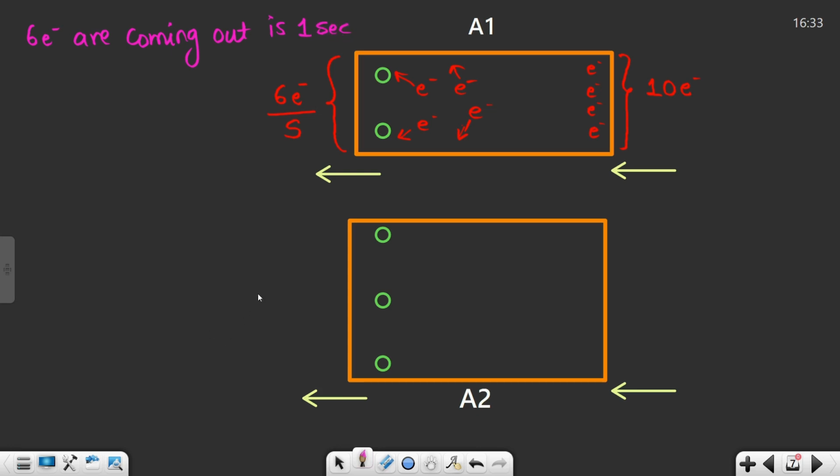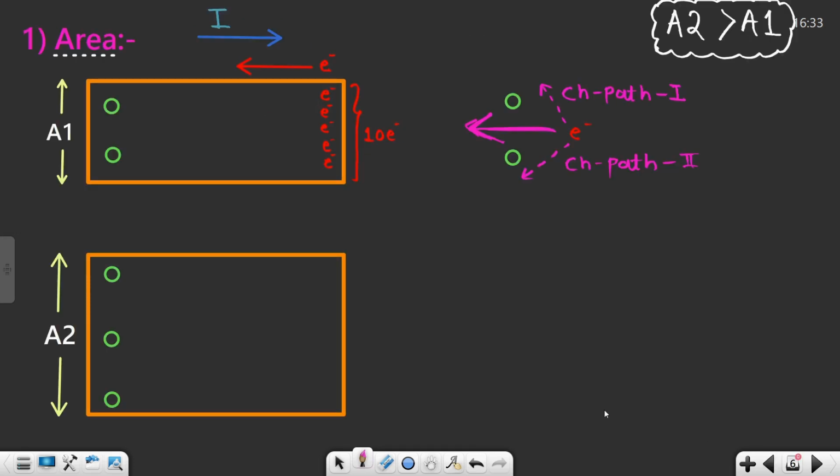Now this is our observation. We are just observing the things with the help of a microscope. Yet we have not come to a certain conclusion. Now what I did, let's say I increase the overall area. Let's suppose my A2 is greater than A1. Let's suppose it becomes 1.5 or 2 times my A1. My area 2 is, let's say, 1.5 or 2 times A1.